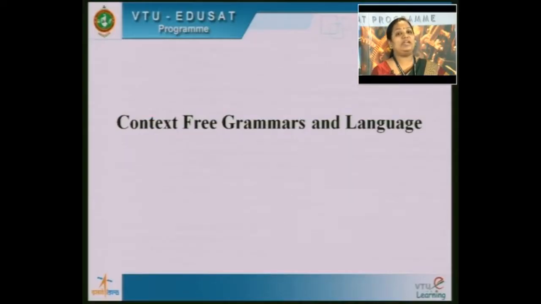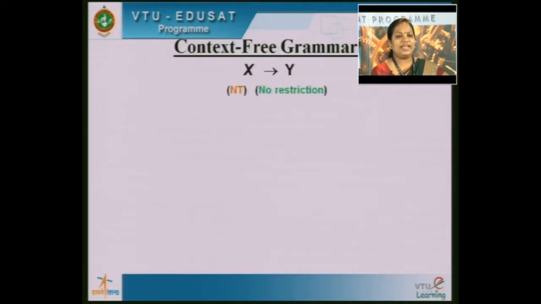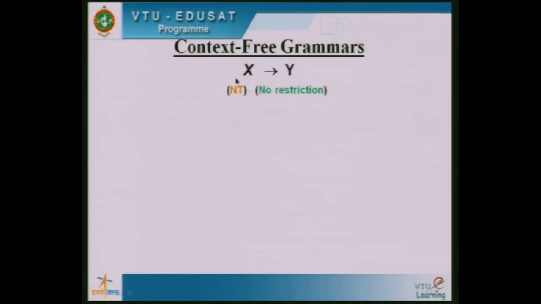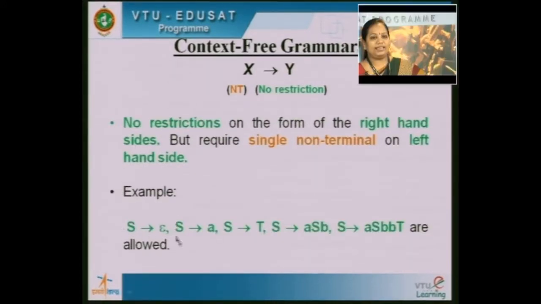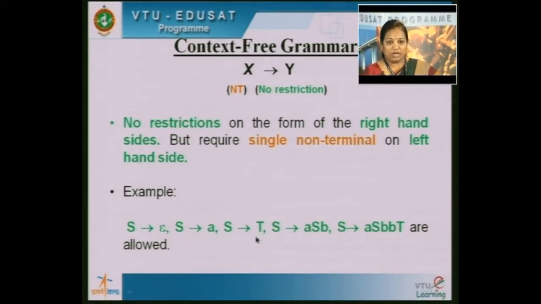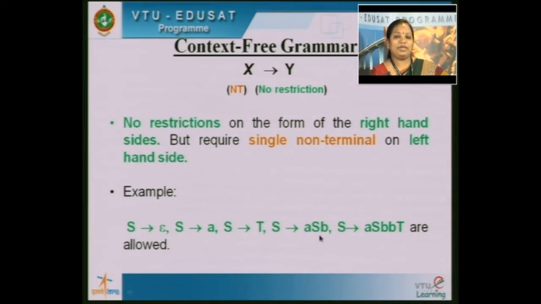What is the form for context free grammar? In context free grammar, on the LHS, as in the regular grammar, we have one non-terminal, whereas at the RHS we do not have any restrictions as such. For example, one non-terminal at the LHS, and at the RHS it can be epsilon, it can be a terminal symbol, it can be a non-terminal symbol, or it can be a combination of both terminal and non-terminal symbols. So, all these rules are allowed in context free.